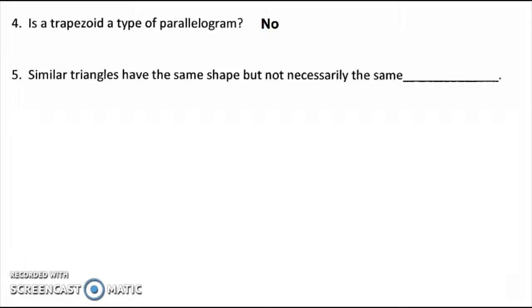Number 5, similar triangles have the same shape, but not necessarily the same size. Okay, because remember, similar means like it, not exactly the same as it. That is congruent. So that is number 5.